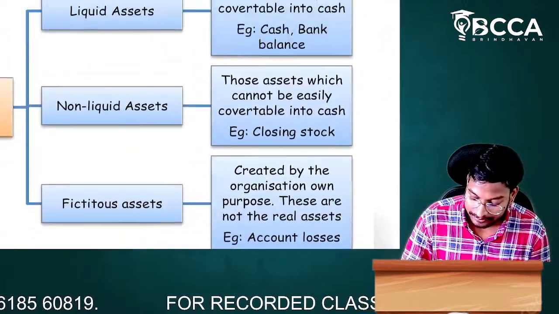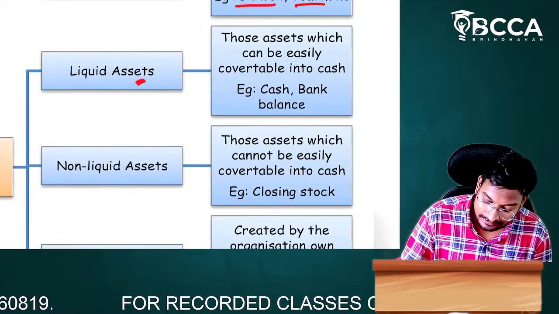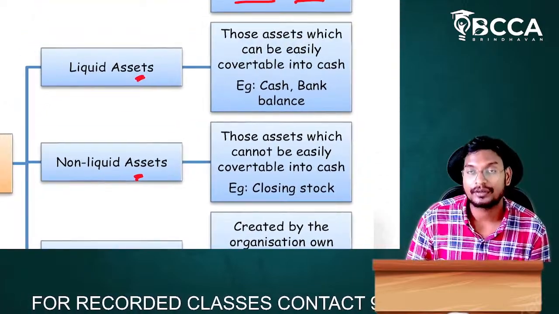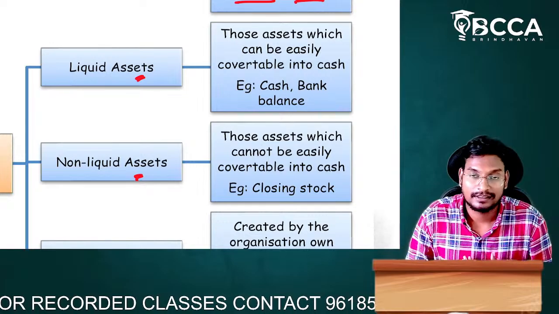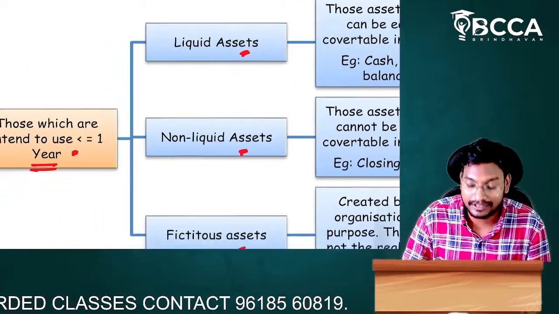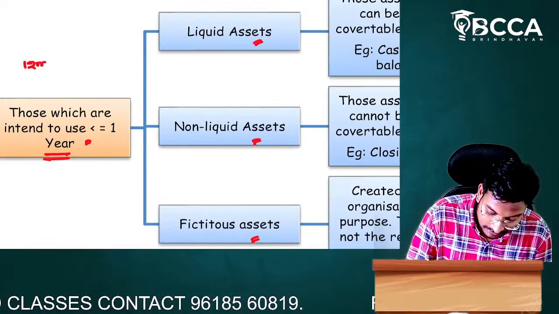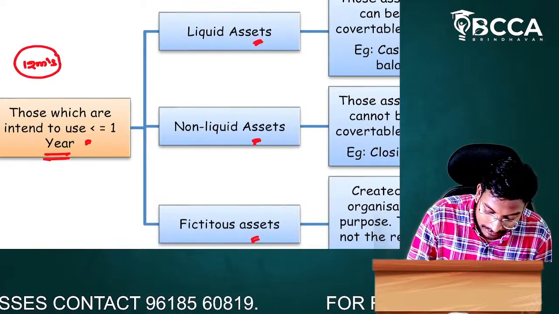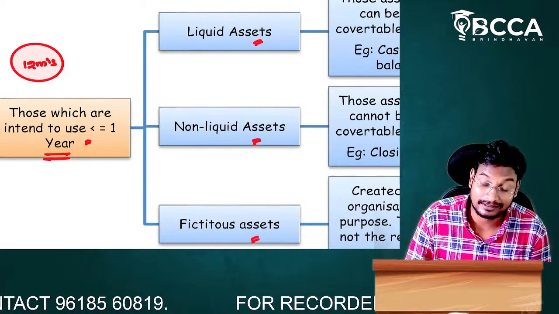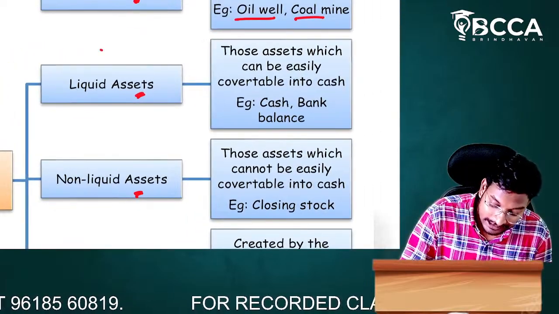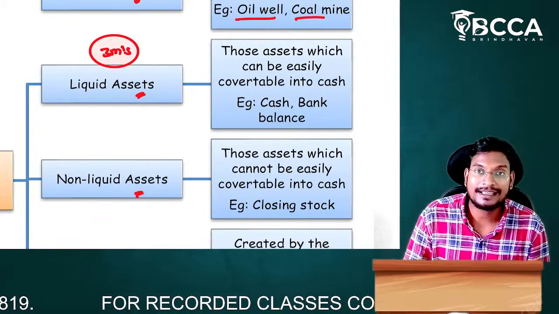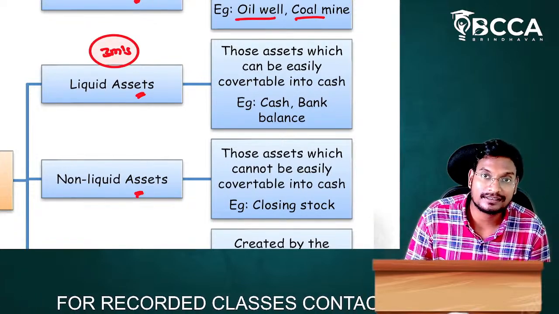3 types. First one, liquid assets, non-liquid assets, and next one, fictitious assets. What is the meaning of liquid assets? Within 12 months, if we can convert the asset into cash, then it is called a current asset. In the same way, within 3 months, if we can convert the asset into cash, then it is called a liquid asset.